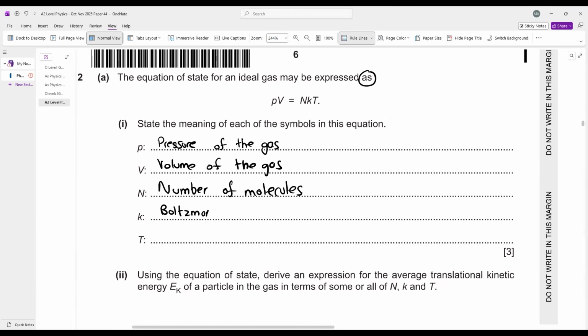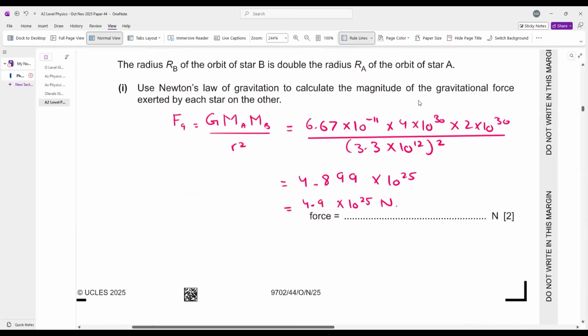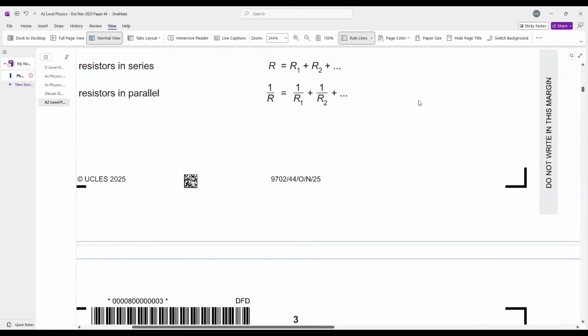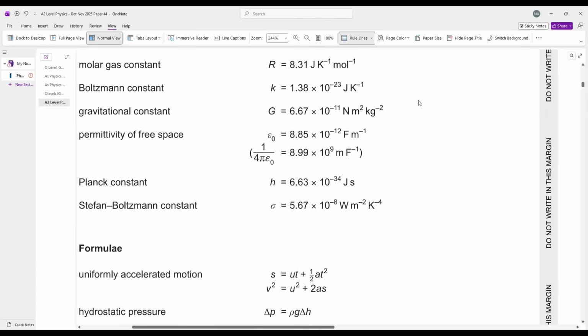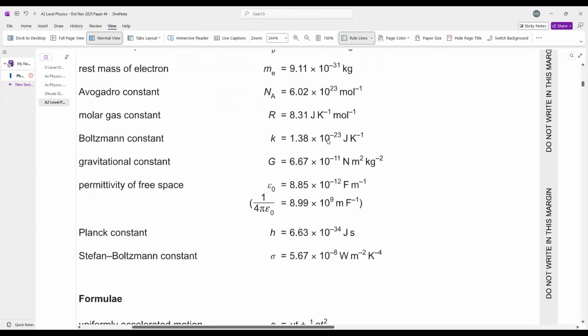Boltzmann constant. And any genius in the chat who remembers the value of Boltzmann constant? Yes, does anyone remember the value of the Boltzmann constant? 1.38 × 10 raised to the power of -23. This is also given in your data booklet. One second, let me show you. Here is the Boltzmann constant.